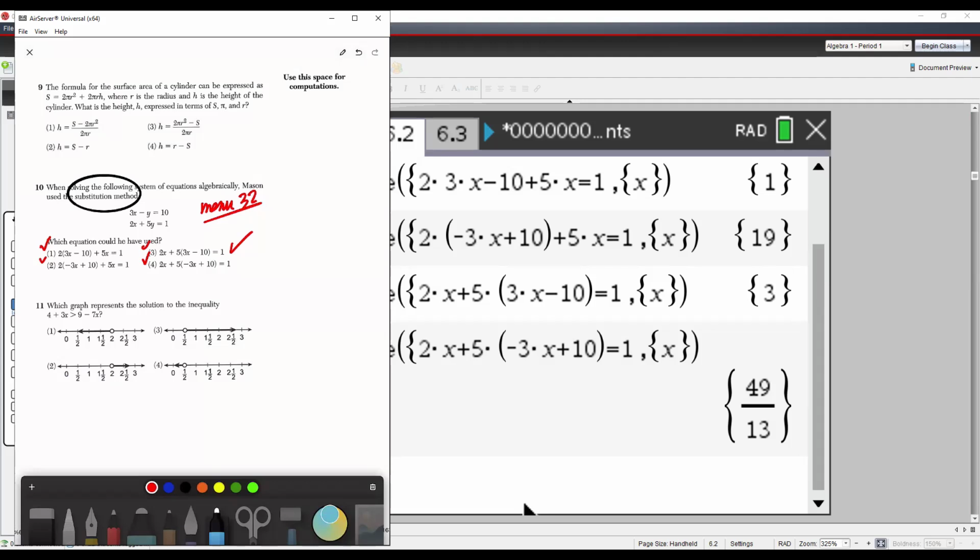And again, even if you've forgotten or never learned how to use the substitution method, you can still get this question right. That's what I want you guys to understand. There's always ways to solve multiple choice questions or any question. There's not just one way. There's a lot of ways to do it. And sometimes you just have to be a little creative.